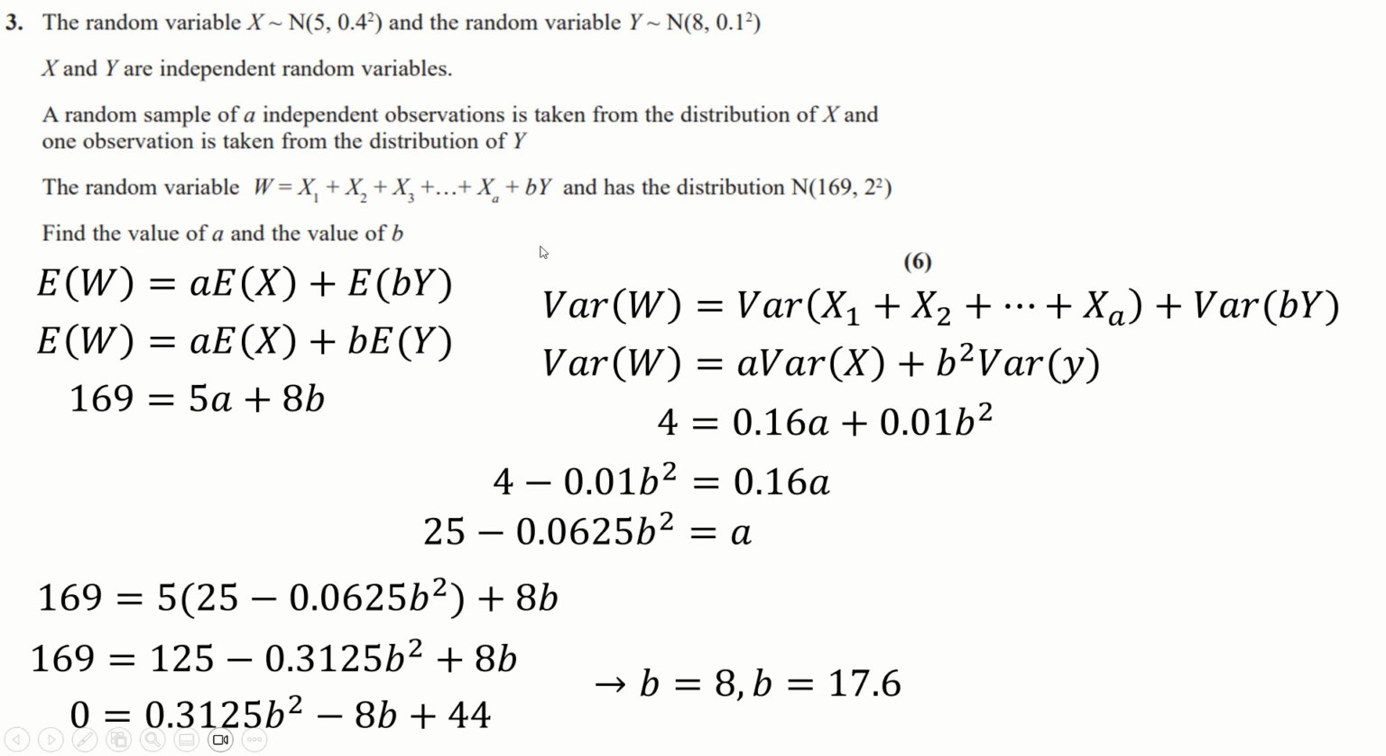Now, there's nothing that tells me that B can't be 17.6. The problem is if you use 17.6 and you look at this equation here, you end up with A being a non-integer, and A is a sample of A independent observations. So that's definitely a positive integer. So we can't end up using this, and maybe just explain that. We have to use B as 8, and when you use B as 8 and substitute it here, you get A as that, and that'll be our answer to this question here done.